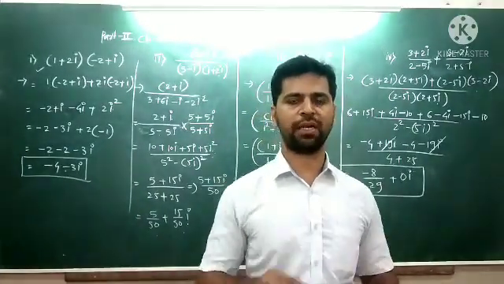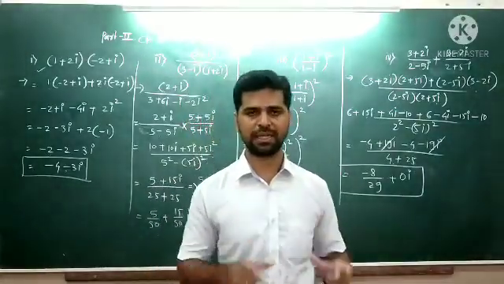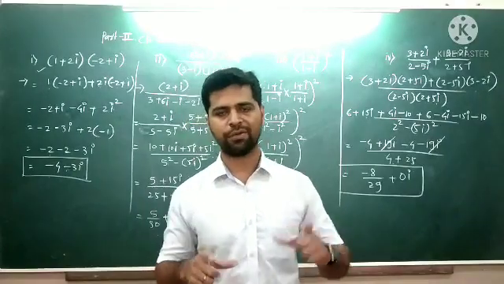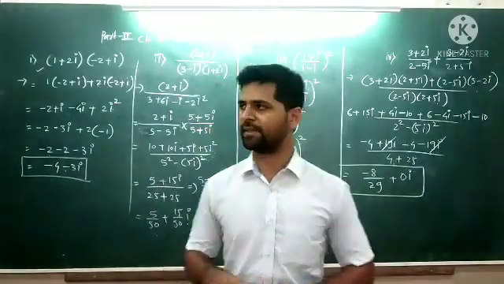And whenever you get a square or cube of any bracket, first simplify the terms inside that bracket and then take the square of that whole thing when you get it in simplified form. Okay. So that's it for this.